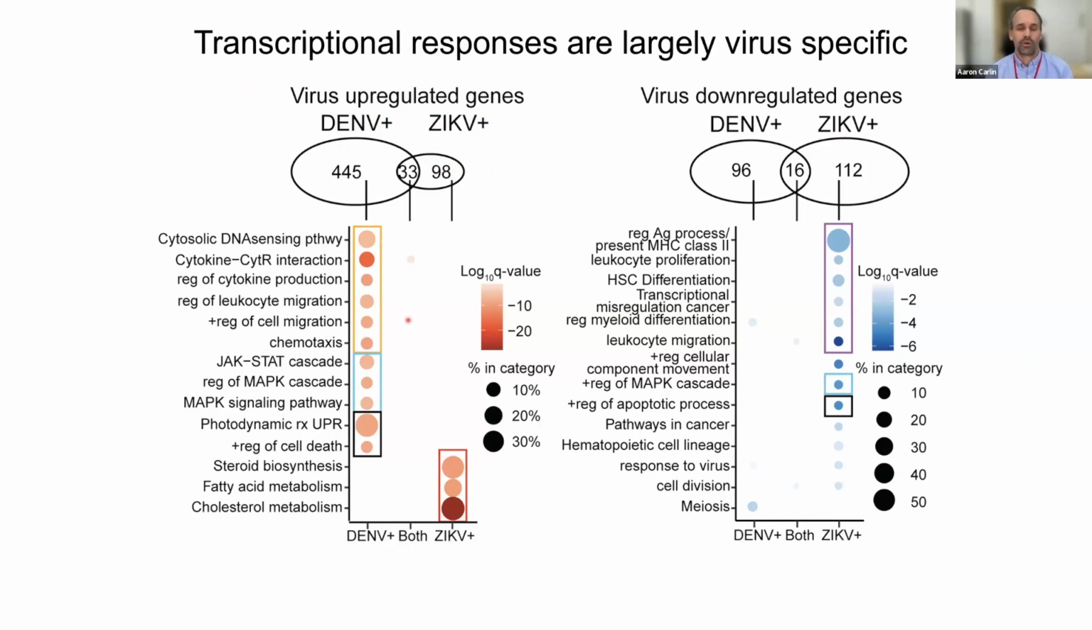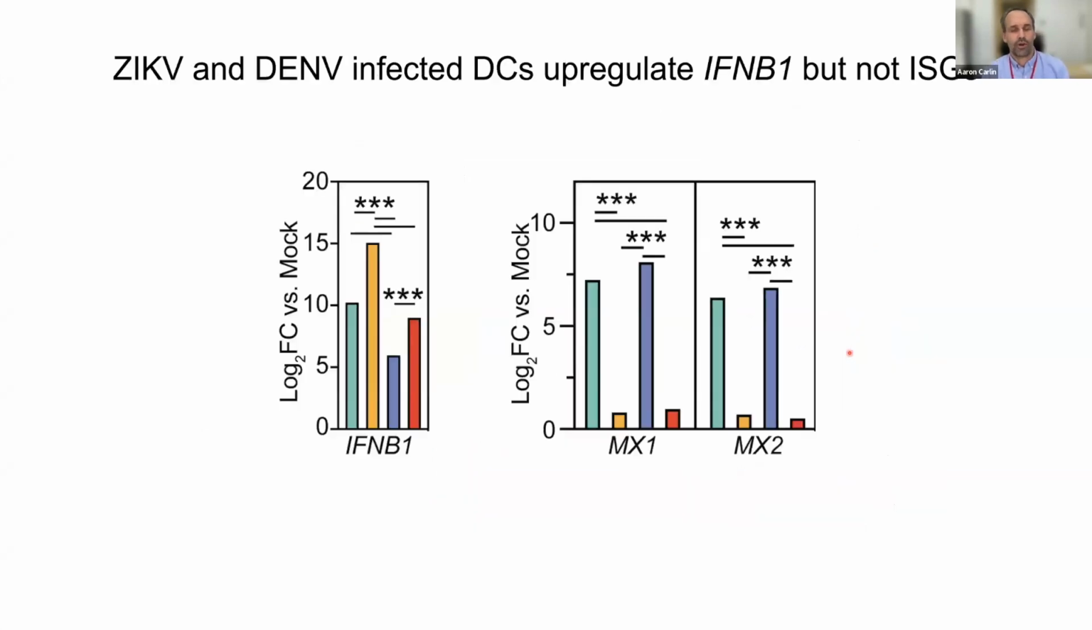The dengue virus program in general is highly inflammatory, and the Zika virus upregulation is really restricted to lipid metabolism, which we'll talk about later. And Zika virus strongly downregulates many of the genes that are critical for DC function. Again, we'll talk about that specifically later. So the first part of our talk is about type 1 interferons.